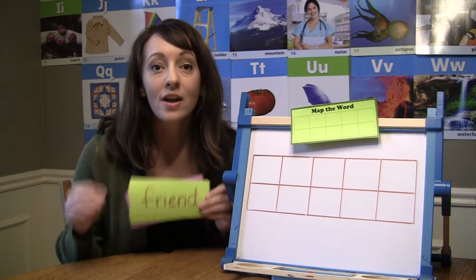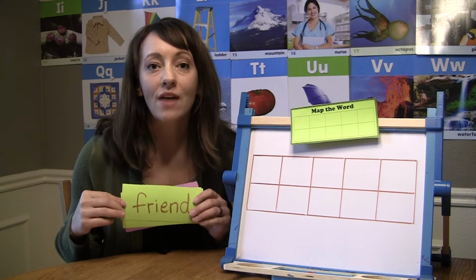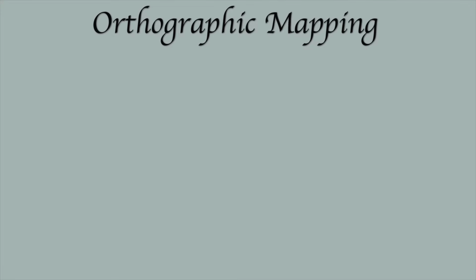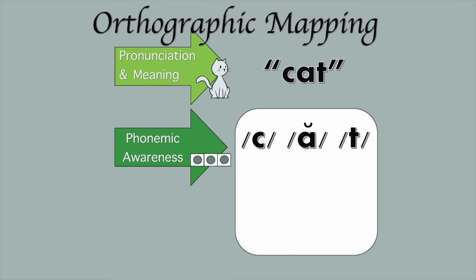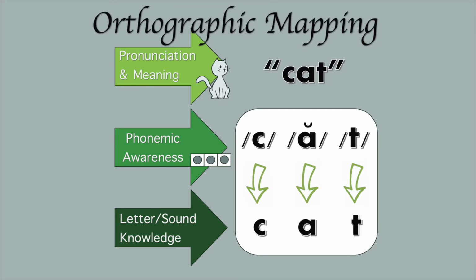What we need to do is utilize the process of orthographic mapping to teach our sight words. Orthographic mapping is the process we use to store words into our long-term memory. To successfully map a word, a student needs to have knowledge of the pronunciation and meaning of a word, advanced phonemic awareness skills, and letter sound knowledge.